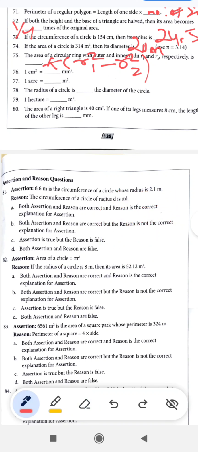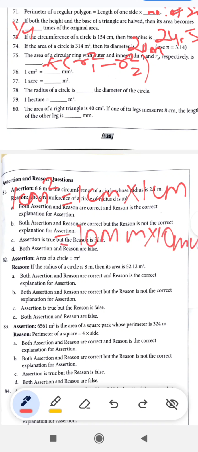1 centimeter square is equal to dash millimeter square. The same question again. 1 centimeter square is equal to 1 centimeter into 1 centimeter, and this is 10 millimeter into 10 millimeter, that is equal to 100 millimeter square. So here it is 100. Okay, now the next part.